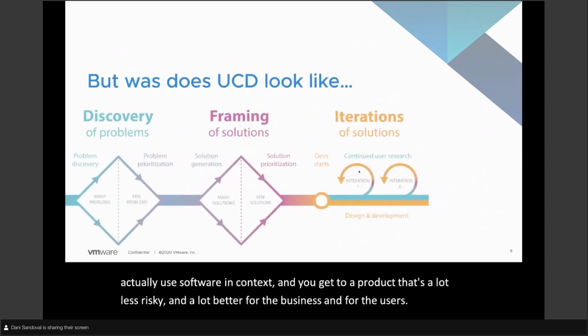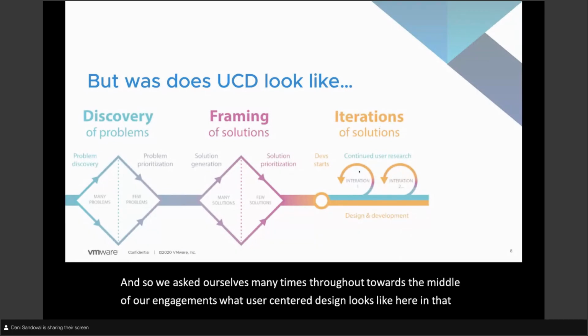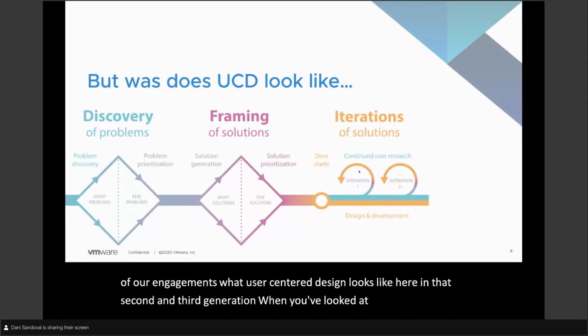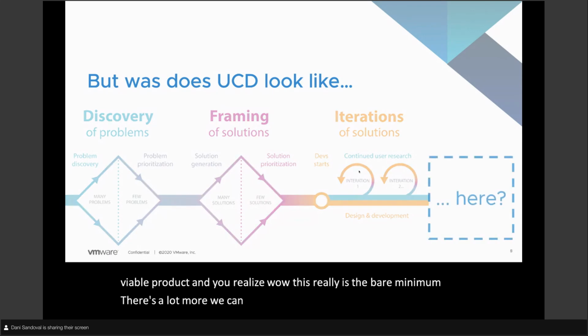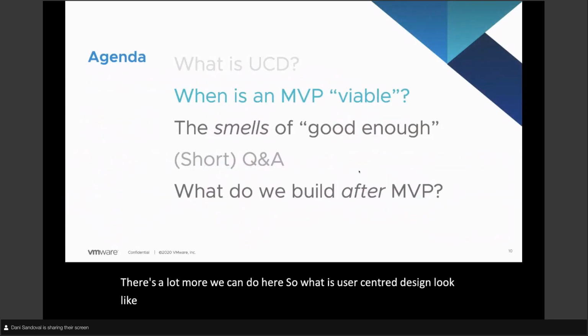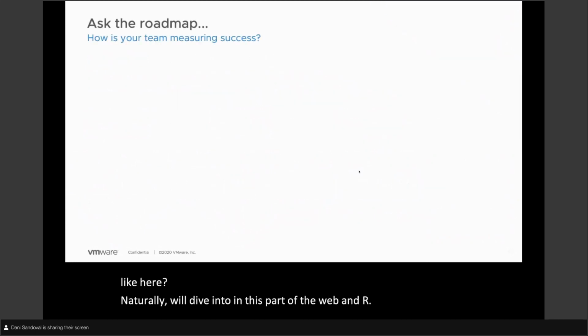And so we asked ourselves many times towards the middle of our engagements, what does user-centered design look like here in that second and third iteration? When you've looked at your minimum viable product and you realize, wow, this really is the bare minimum. There's a lot more we can do here. And so what does user-centered design look like here? That's really what we'll dive into in this part of the webinar.